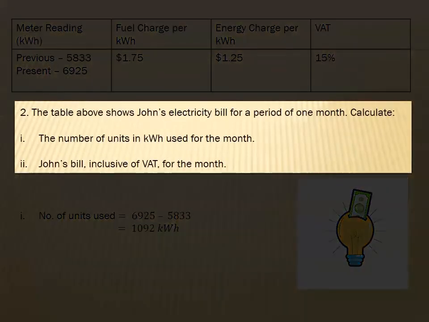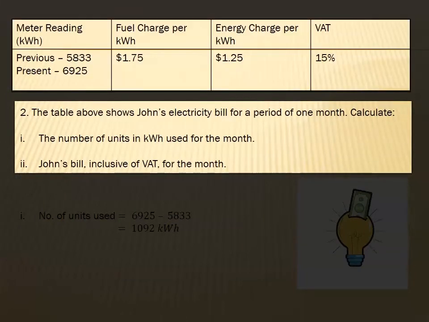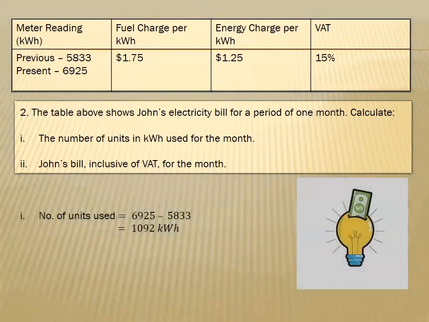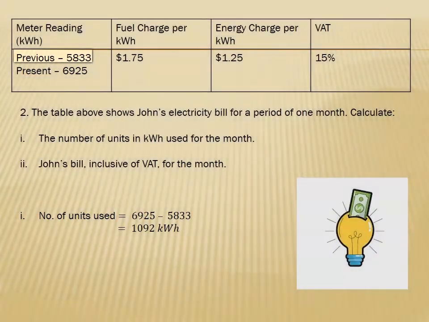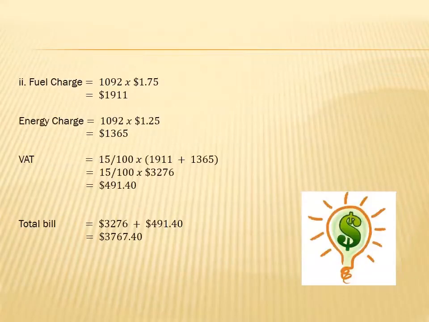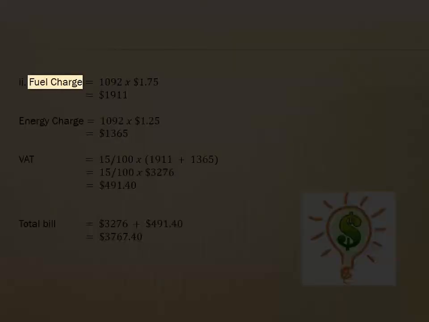Number 2. The table above shows John's electricity bill for a period of 1 month. Calculate part 1, the number of units in kilowatt hours, that is, the unit of energy used for the month, and part 2, John's bill inclusive of VAT for the month. So part 1, the number of units used, would be the present reading minus the previous reading, which is equal to 1092 kilowatt hours. In part 2, the total bill would be fuel charge plus energy charge plus VAT.